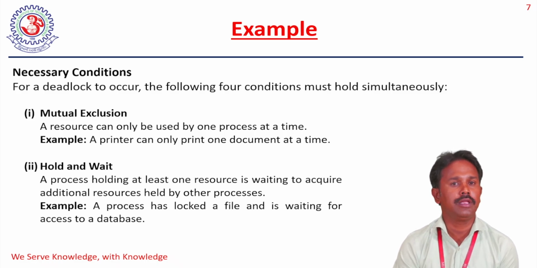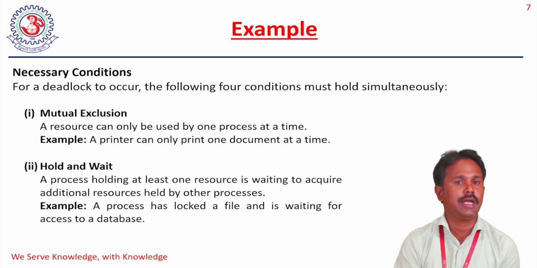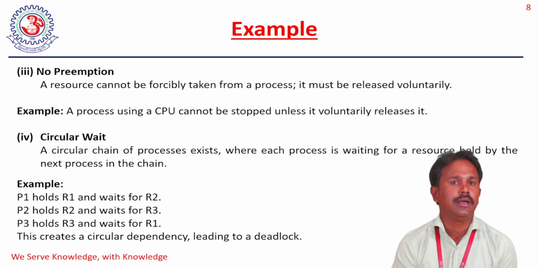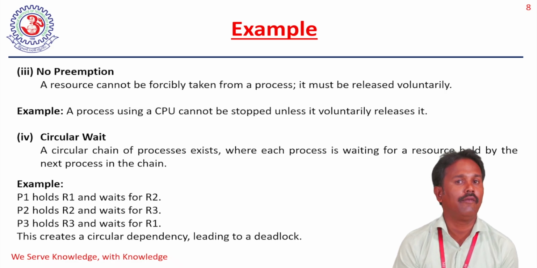Another example for hold and wait: a process has locked a file and is waiting for access to a database. One process has locked a file, so we cannot access that file or the database because that process has locked it. Hold and wait. Coming to no preemption, a process using a CPU cannot be stopped until it completes and releases it.